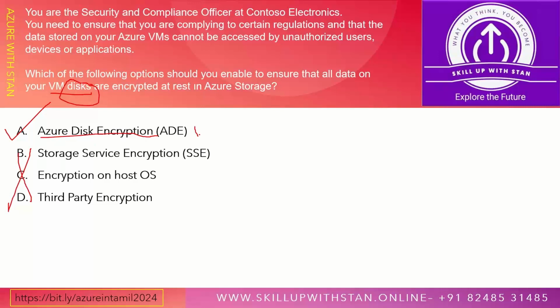Azure Disk Encryption is the best option to enable encryption at the disk level. And within your operating system, if it is Windows, it uses BitLocker to encrypt and decrypt the data. And if it is Linux, it uses dm-crypt. That is a tool or utility used for Linux operating system. But Azure Disk Encryption is the best answer.